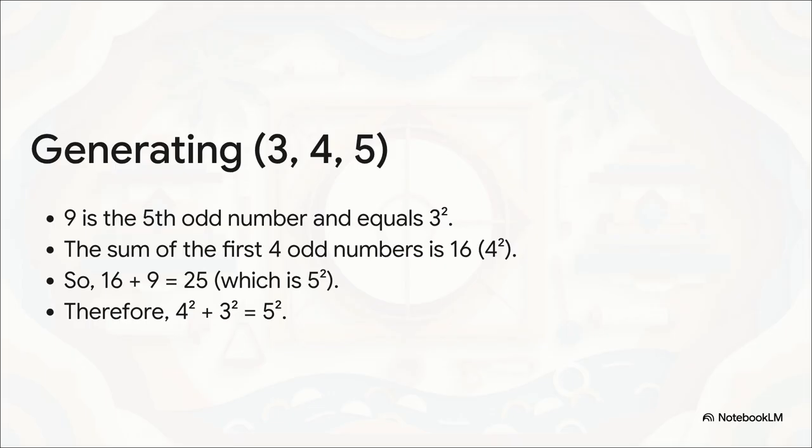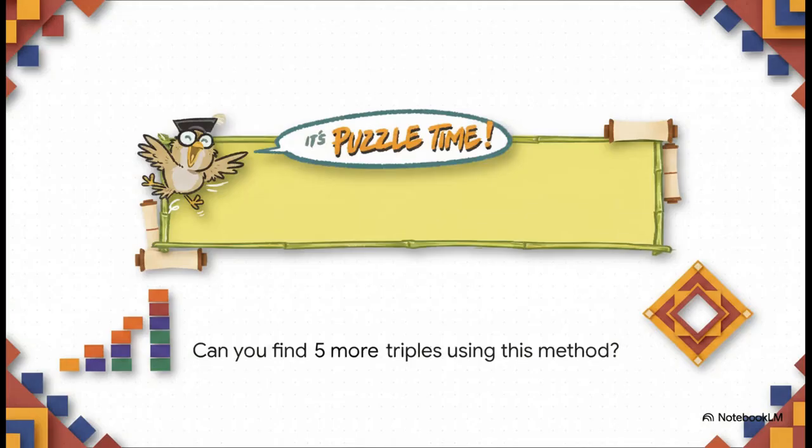How cool is that? So, armed with this incredible method of using consecutive odd numbers, the text throws down a challenge. It is puzzle time. You now have the exact conceptual tools that these ancient mathematical masters used. Take a second to think. Using that exact same logic of finding an odd square and adding it to the sum of the previous odds, can you logically deduce 5 more of these triples on your own?